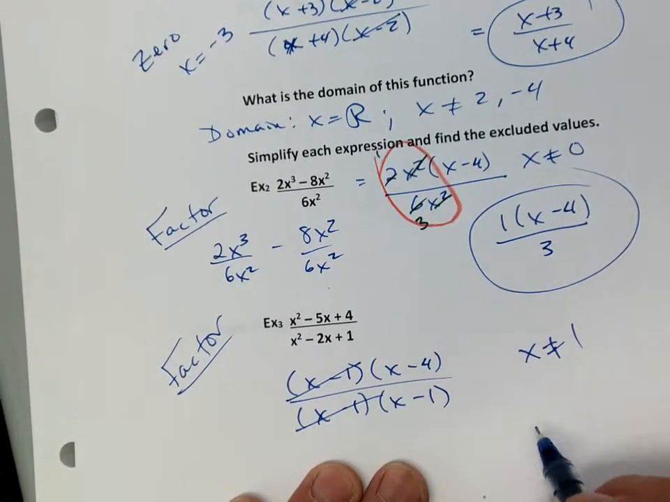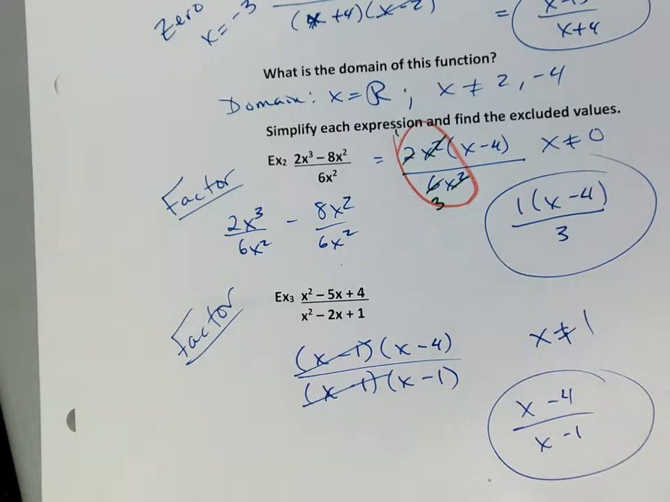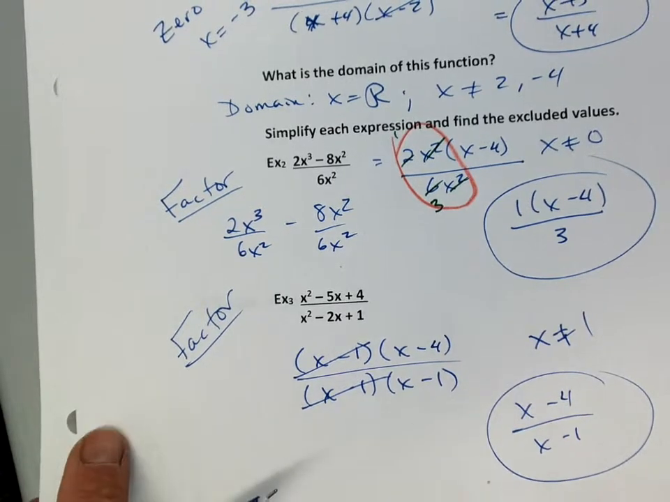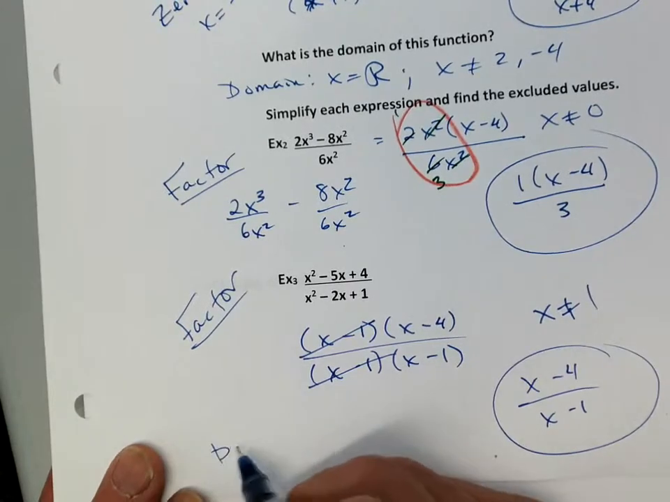Okay, then count yourself. x minus 4 over x minus 1 is the answer. You guys see I canceled the x minus 1, x minus 1? You agree? Yeah. Okay. Not too bad. Okay. What's the domain? Oh, my domain is all real numbers. Thank you, Caleb.